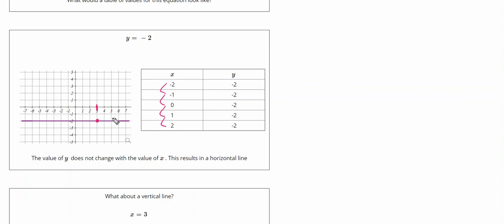When x is 3, y is -2. When x is 5, y is -2. When x is -2, y is -2. So it doesn't matter. Our y value is always -2. So that's going to end up giving us a horizontal line. So remember what horizontal means. If you ever get confused about which way is horizontal and which way is vertical, horizontal is like if you're looking out toward the horizon.